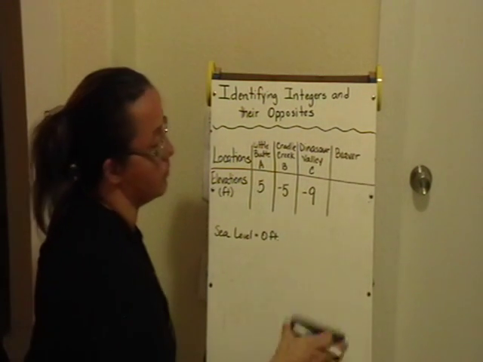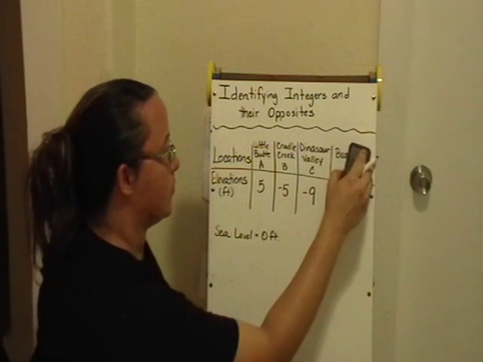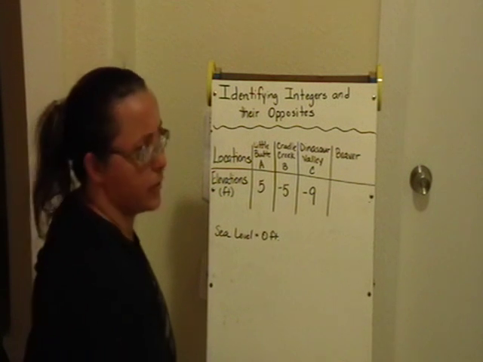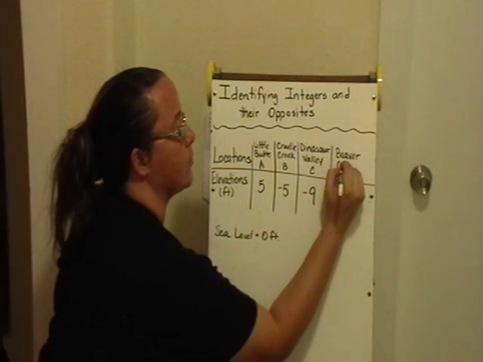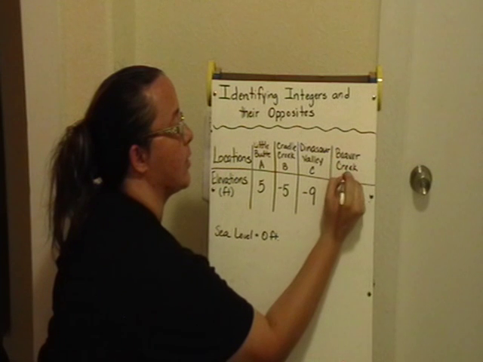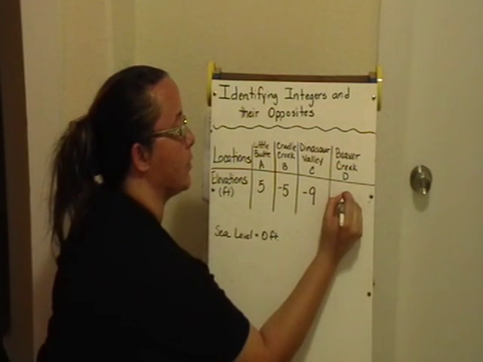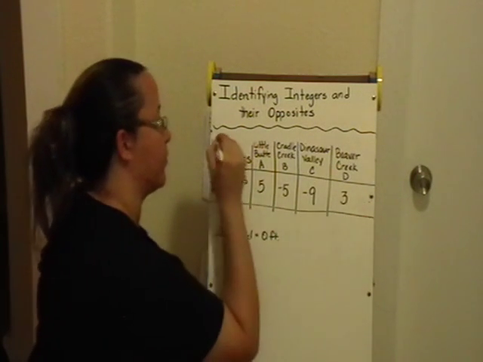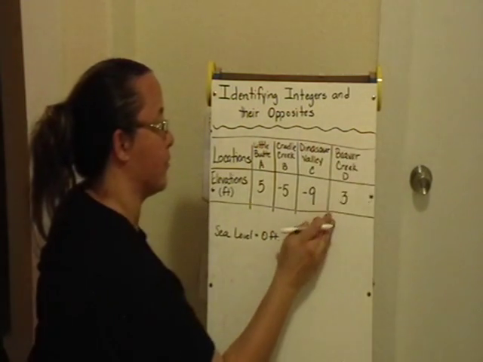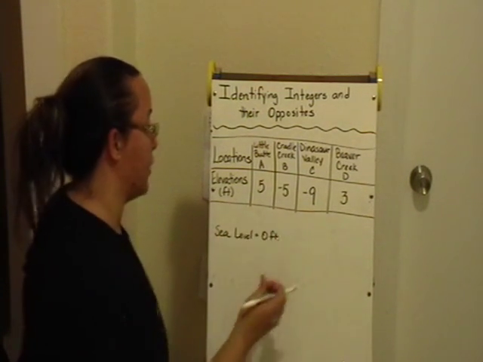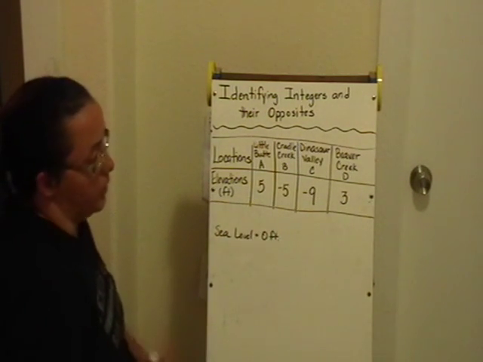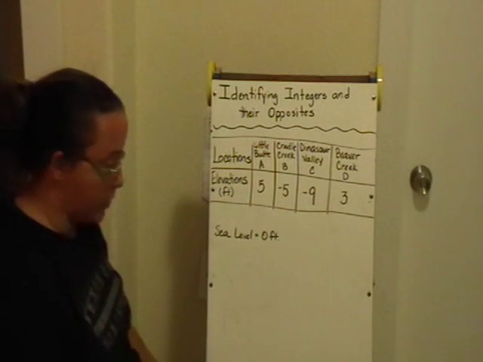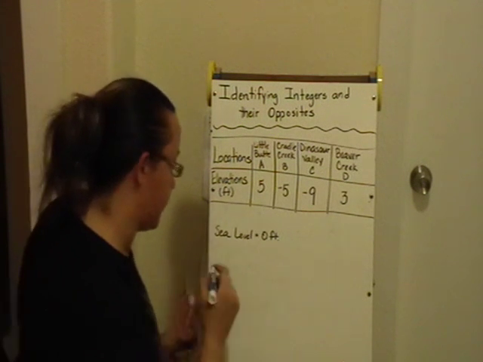Oops, I spelled that wrong. Give me just a moment. No, that's right, sorry. Disregard. Which we marked by point D, and it is going to be located at 3 feet above sea level. Okay, so now we're going to graph these points A, B, C, and D on a number line. So let me make the number line just a moment.